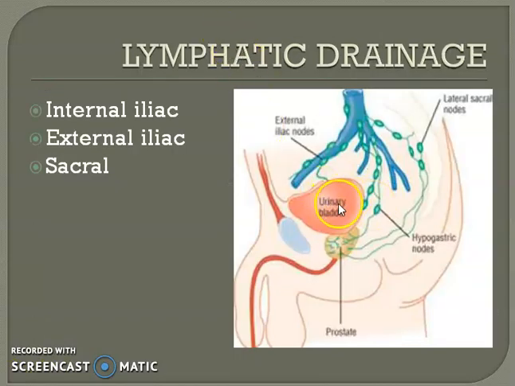Lymphatic drainage of the prostate. The lymphatics from this side either go into the internal iliac, external iliac, or go on the posterior side into the sacral group of lymph nodes.